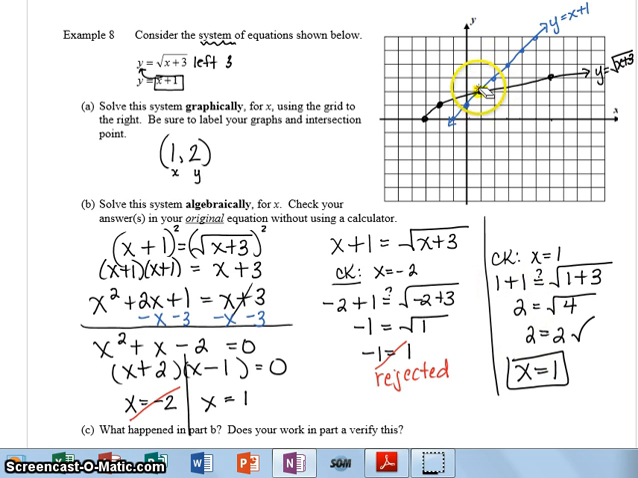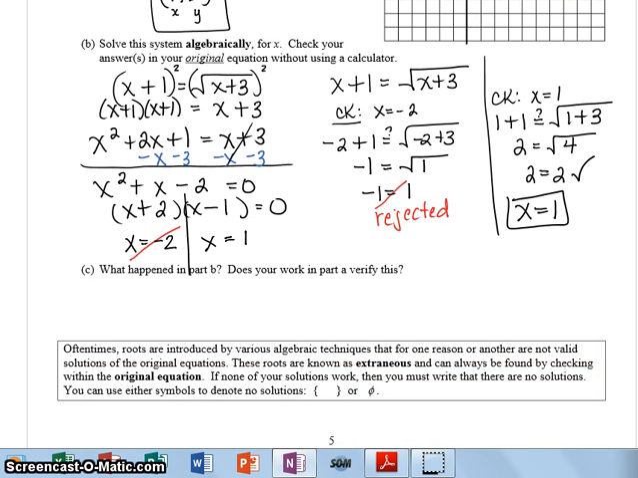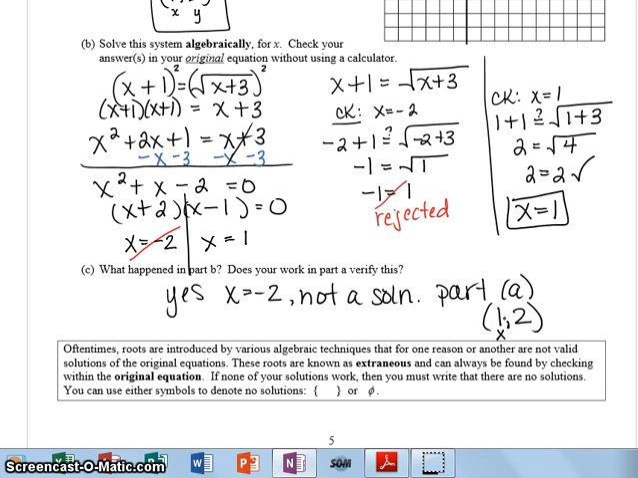Now guys, that should make sense. Okay, this is where x equals 1. You substitute back in, you get y is 2. That's the only point of intersection. Okay, so part C says, what happened in part B? Does your work in part A verify this? And you're going to say yes. X equals negative 2 is not a solution. Okay, in part A, we found the only intersection was 1, 2. So the only answer was when x was 1, y was 2. Okay, you didn't have another intersection point there.